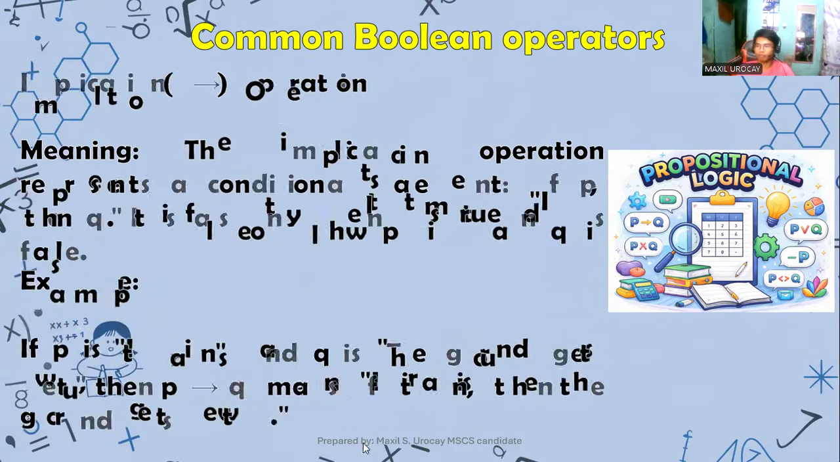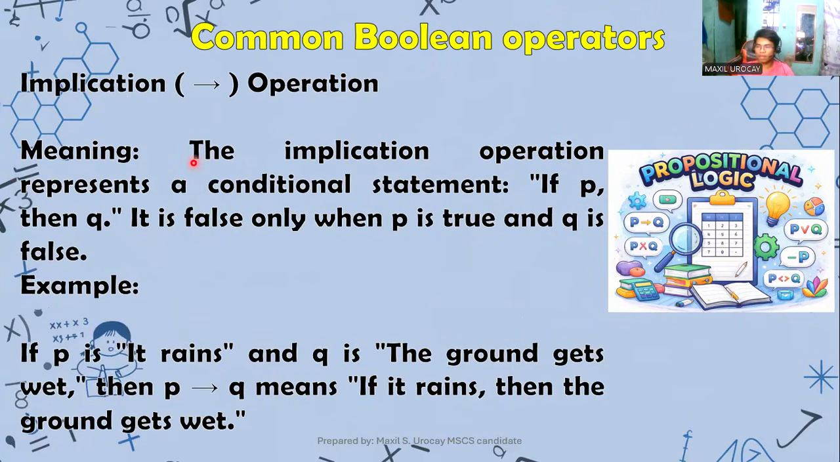Now, afterwards, we also have the implication operation, which represents a conditional statement. If P then Q is false only when P is true and Q is false. So we're working with if-then. If P is it rains and Q is the ground gets wet, therefore the statement is: if it rains, the ground gets wet.